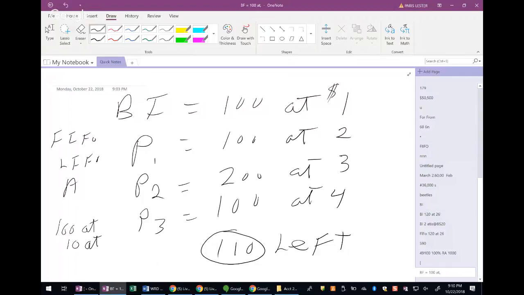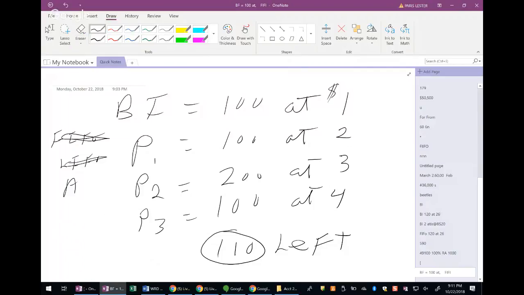But if I want the ending inventory, what I have left, I have 100 left at what? $4. And 10 left at what? $3. All right. So that would be what? $430? Okay. So FIFO, folks, $430 will be your answer. All right. Now, LIFO, take that different approach.